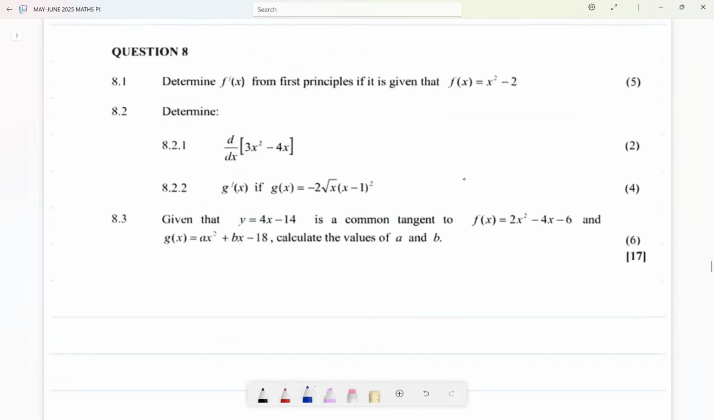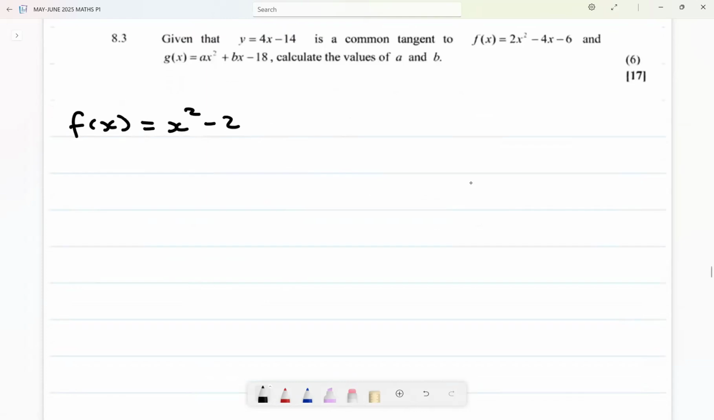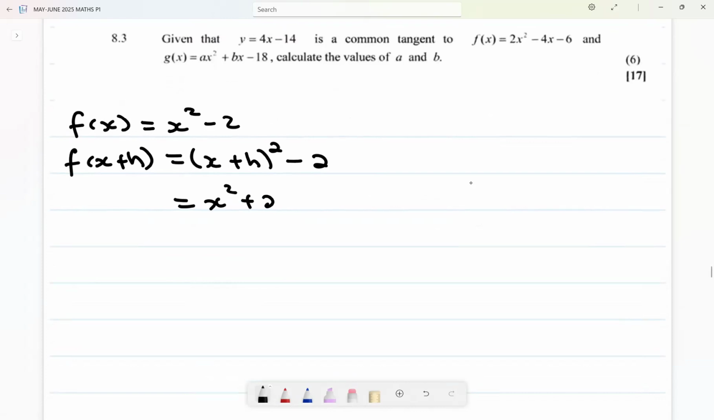Question 8. Determine f prime of x using first principles. I so wish I could not do this question, but I have to. f of x is equal to x squared minus 2. I already know the expected answer is 2x. Let's just play with it. I just want f of x plus h first. It's going to be x plus h to the power of 2 minus 2, which is the same as x squared plus 2xh plus h squared minus 2.